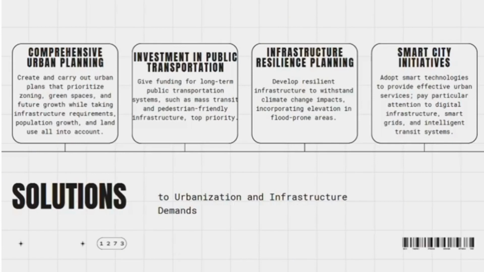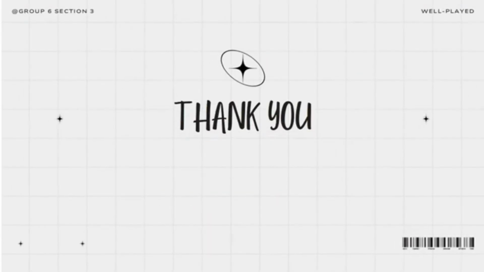Third, infrastructure resilience planning. Develop resilient infrastructure to withstand climate change impacts, incorporating elevation in flood-prone areas. Lastly, smart city initiatives. Adopt smart technologies to provide effective urban services. Pay particular attention to digital infrastructure, smart grids, and intelligent transit systems. That's all from us. Thank you.